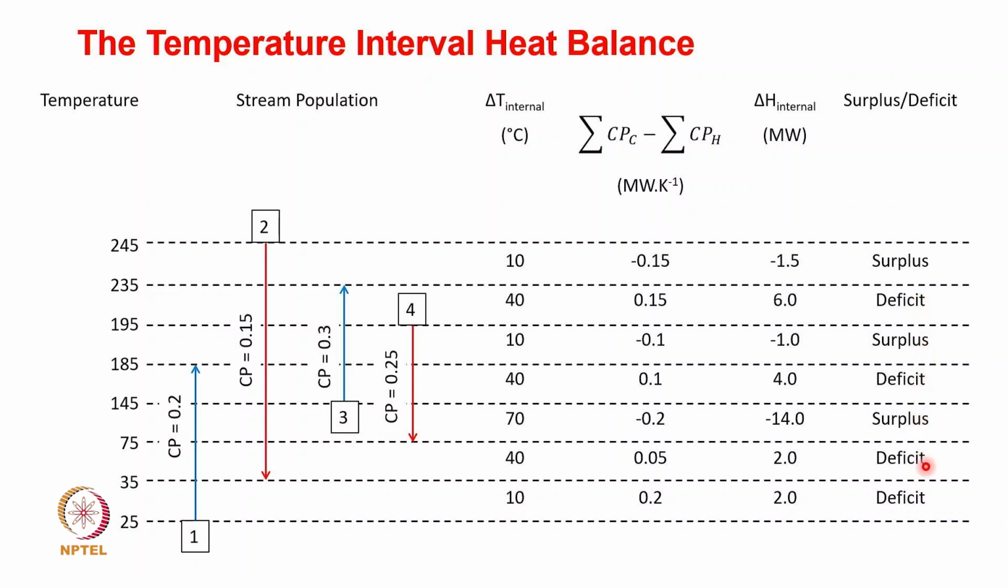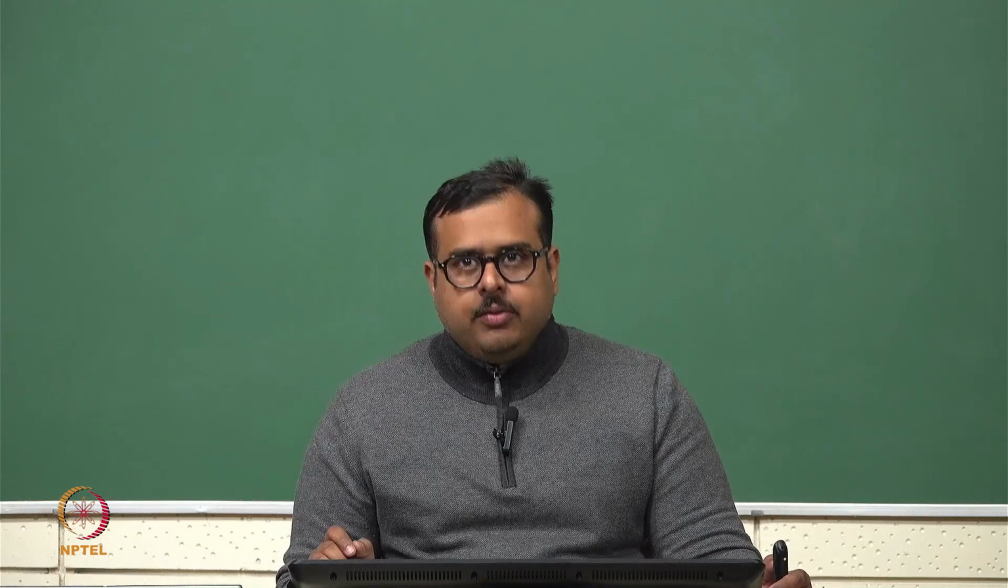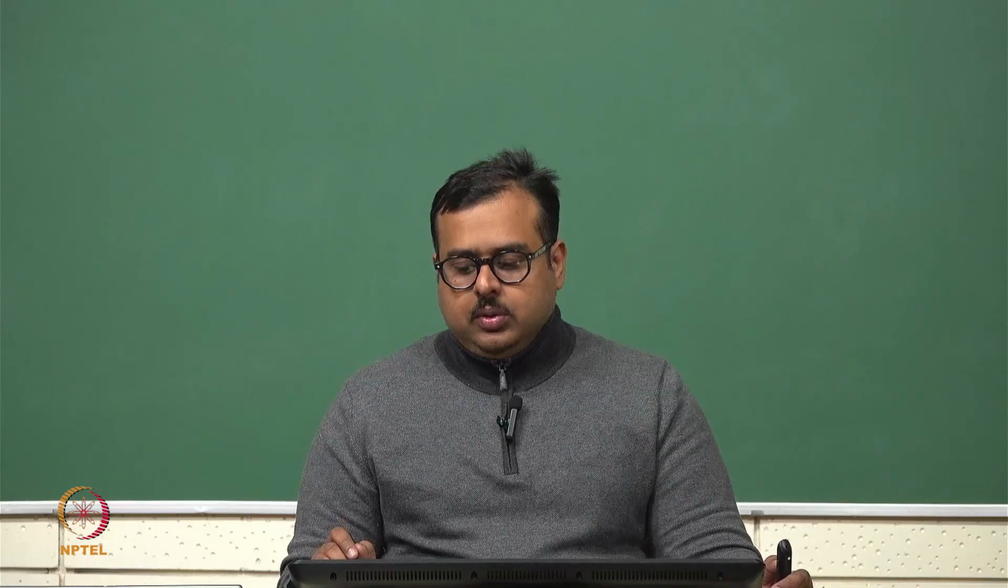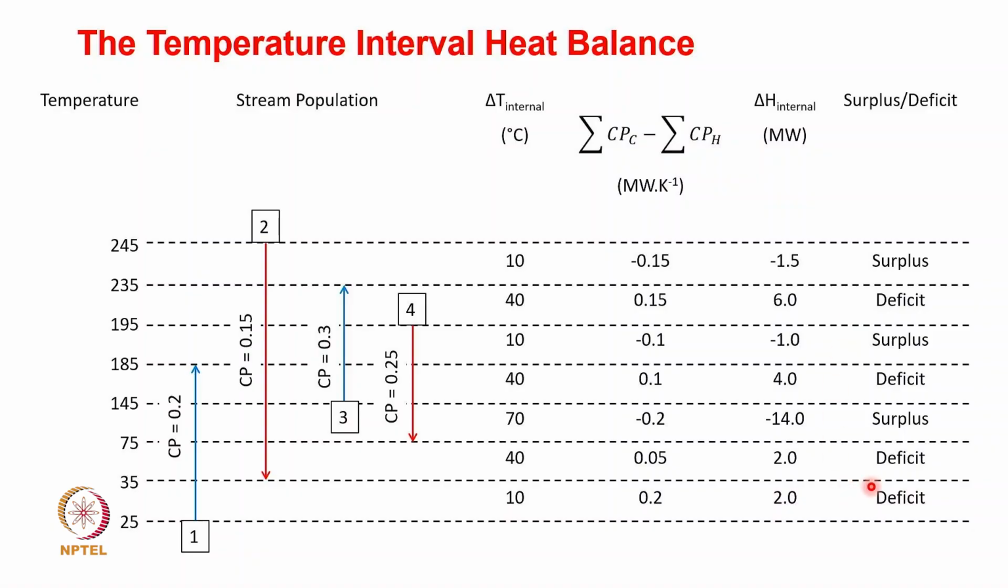So once we identify the surplus and deficit in each of these intervals, how do we make this feasible? That's the next thing. How do we transfer the surplus to the deficit, and how do we fulfill the deficit if, even after supplying the surplus, there is still a deficit? This is what would be the next step in the problem table algorithm.